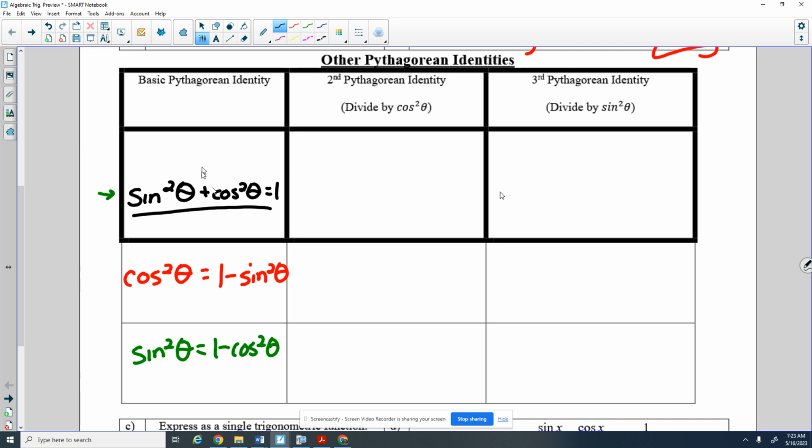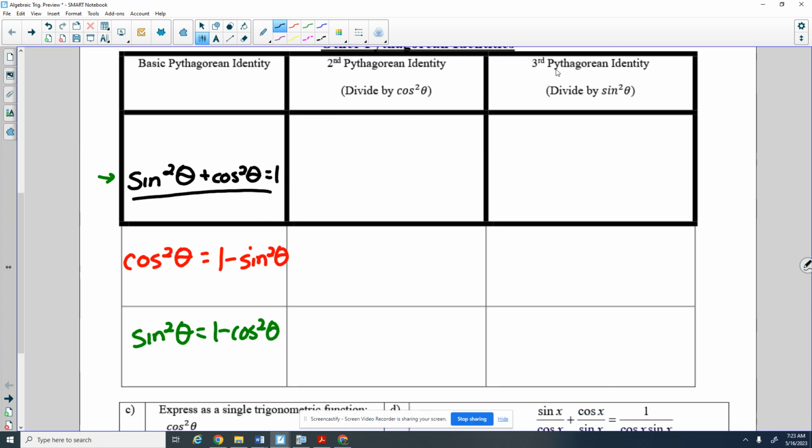Now, the other thing we can do is start to play around with dividing both sides of the equation by the same thing to create the second and third Pythagorean identities. So to find the second Pythagorean identity, I'm going to take the original Pythagorean identity and divide both sides by cosine squared theta. I'm just writing it once. Everything is getting divided, so we're keeping our equality by doing the same thing to both sides. Sine squared over cosine squared is tangent squared theta.